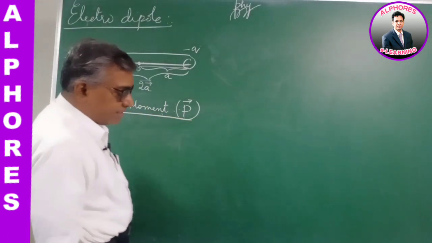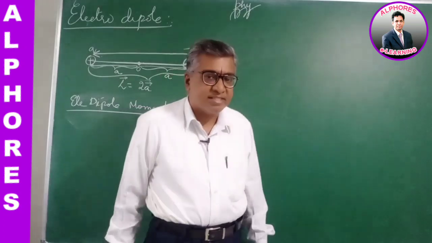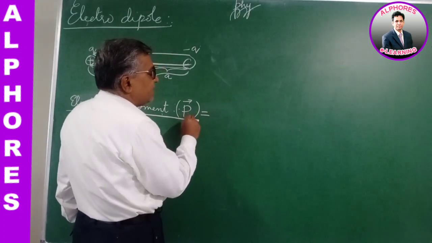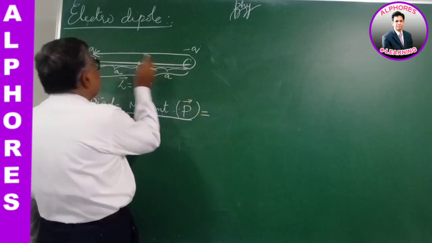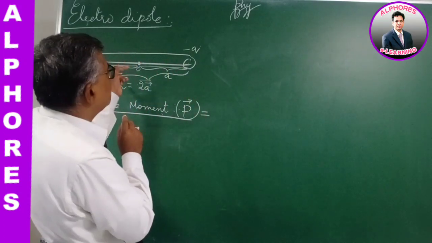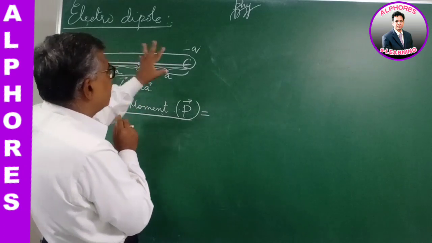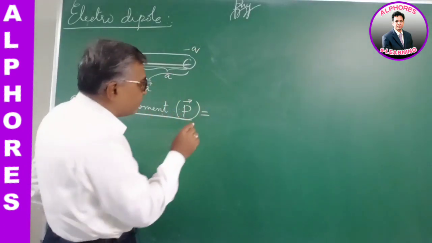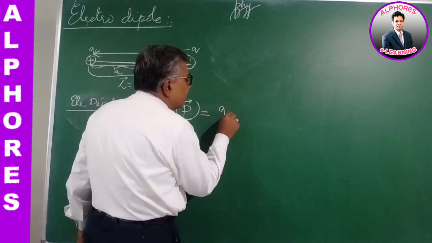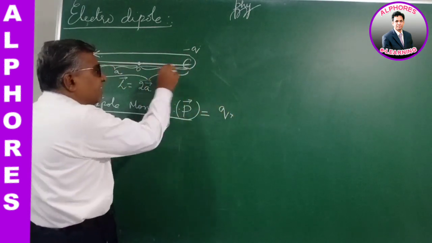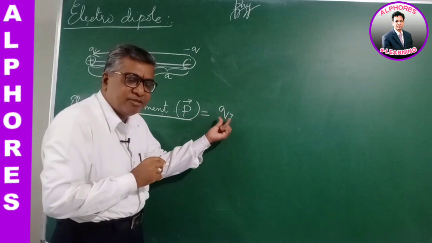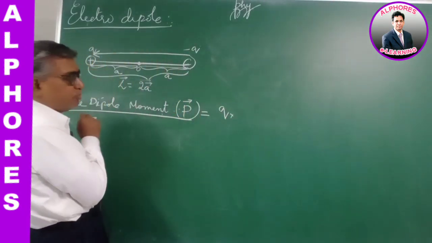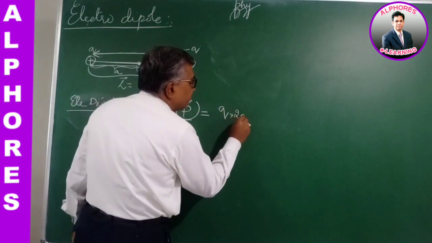Electric dipole moment is defined as the product of either of the charges and the length of the dipole. A dipole has two equal and opposite charges, the same magnitude but opposite in sign. So take the magnitude of either charge, q, times the length of the dipole, that is 2a.